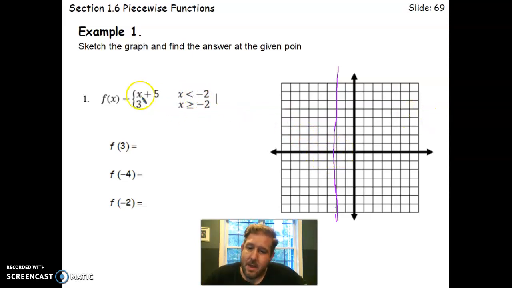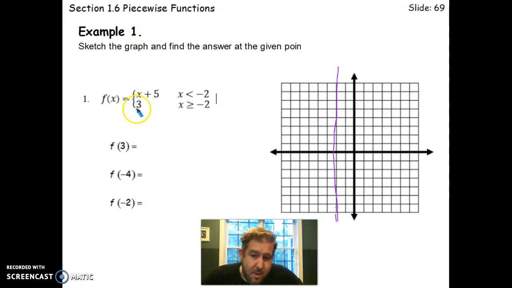Now, it is also important to understand that only negative 2 is included in the bottom piece and not the first piece because that's the only one that's or equal to. They can't both be or equal to because then it wouldn't be a function, because then the same domain would have two different ranges, which is not allowed.